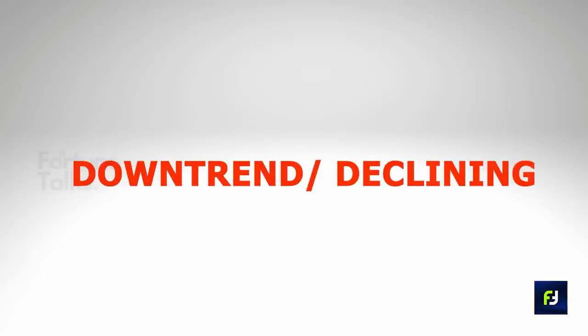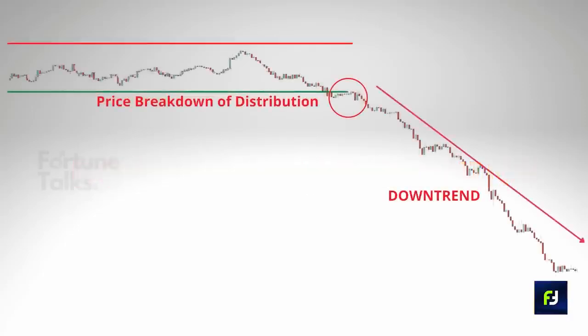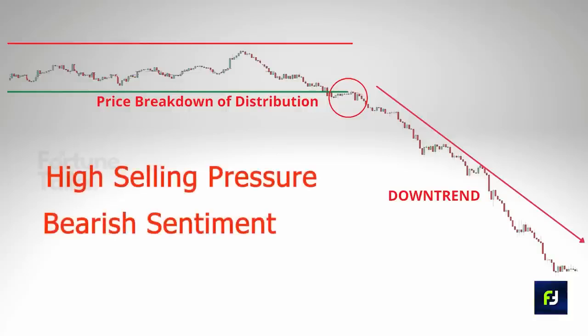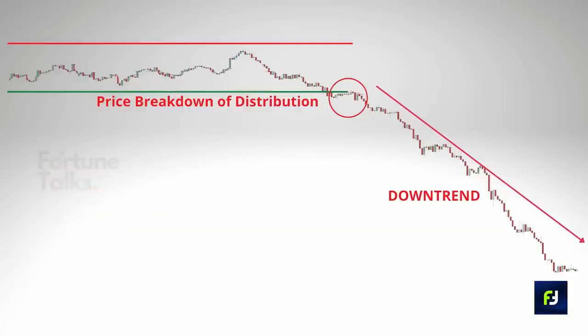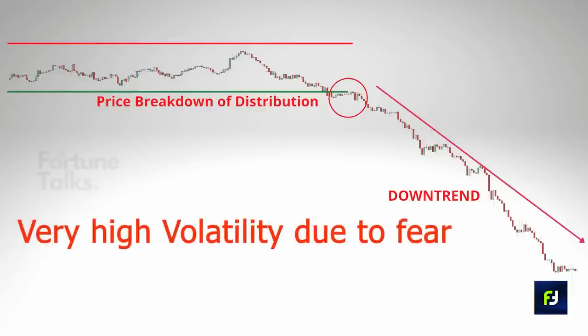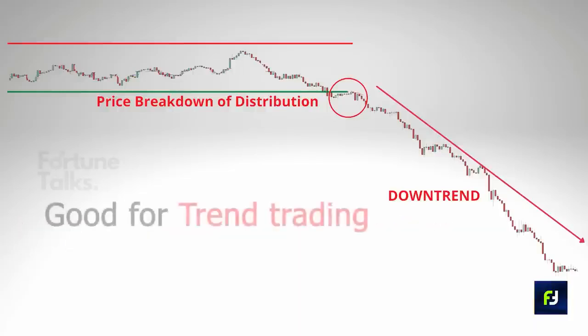The last and the final phase is the downtrend or the declining phase. The declining phase happens when the price breaks down out of the distribution phase. During this phase, the selling pressure is high and the market outlook is bearish. Most traders try to cut their losses, and those who don't, well, they remain as long-term investors in the hope that the price will come back up. The volatility tends to be very high due to panic and fear in the market. So this is a good time for trend traders who can short the market and get hold of good profits.